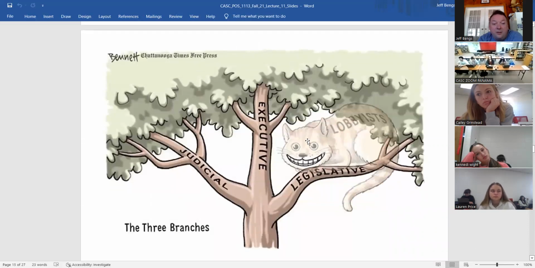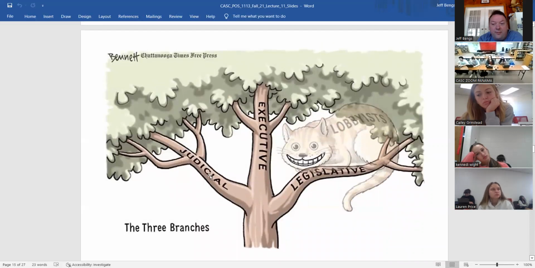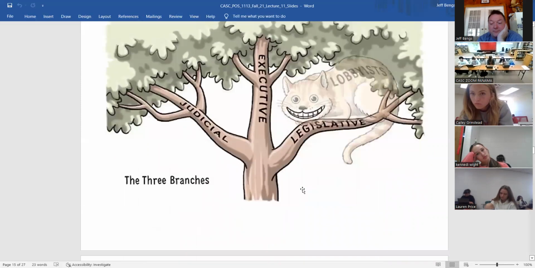I love political cartoons. So you remember there's three branches of government: judicial, executive, and legislative. The lobbyists are leaning heavily upon the legislatures, the congressmen, to get their things done. They're like a big fat cat that's almost hard to see sitting on the branch of the legislature.